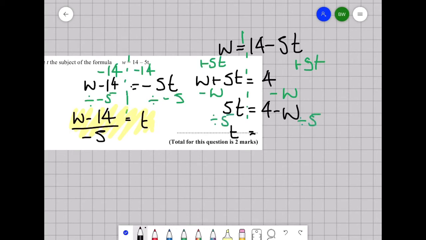So I'm left with 4 minus w all over 5. So actually that is another answer I could use. So either of those two answers would be correct.